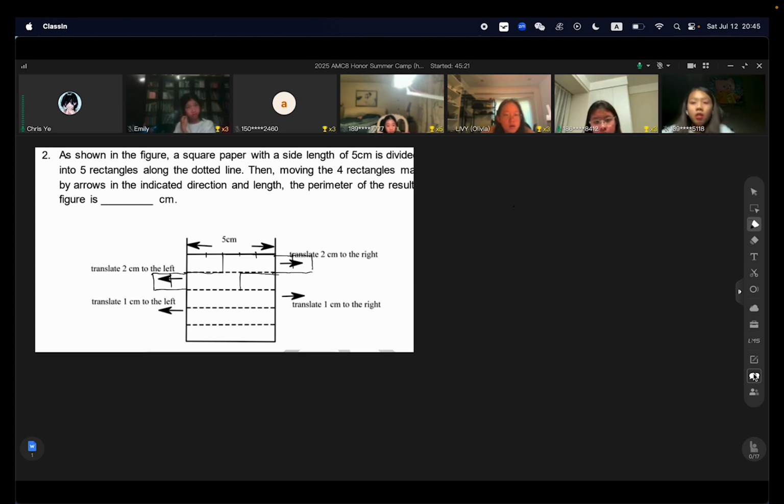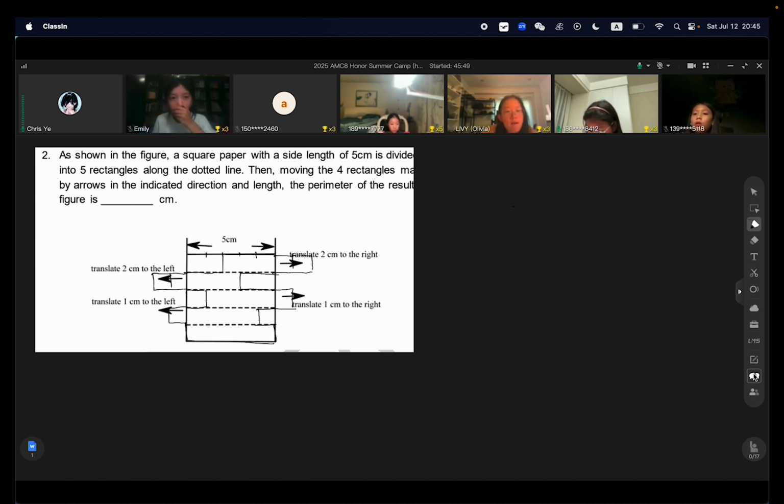The third is translated 1 centimeter to the right. So, like this. And the fourth is translated 1 centimeter to the left. And like this. So now let's connect the line. And the last rectangle did not move, so it'll just look like this.